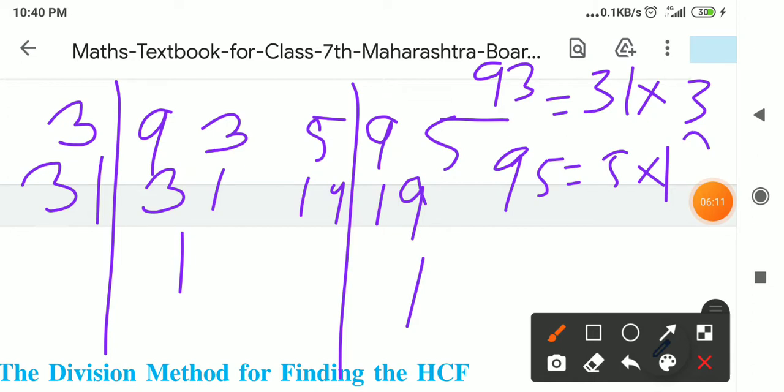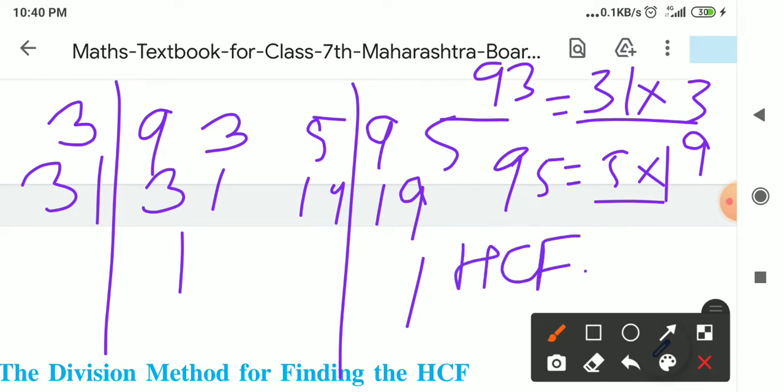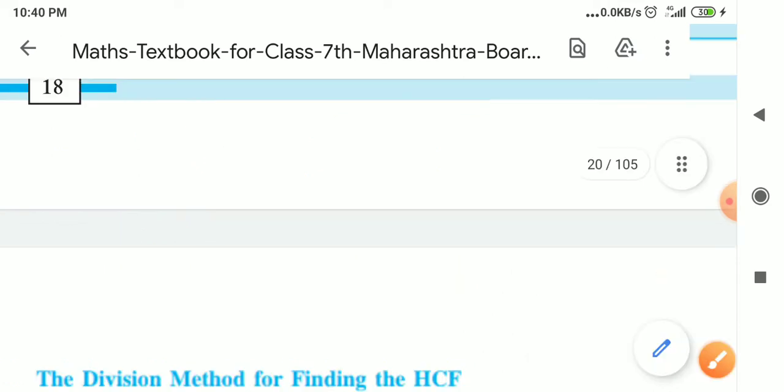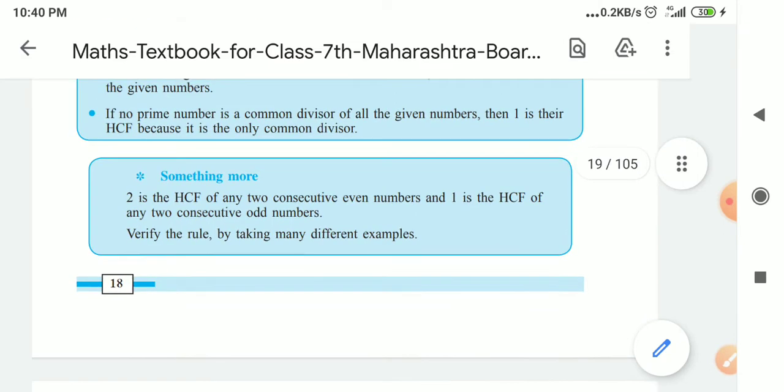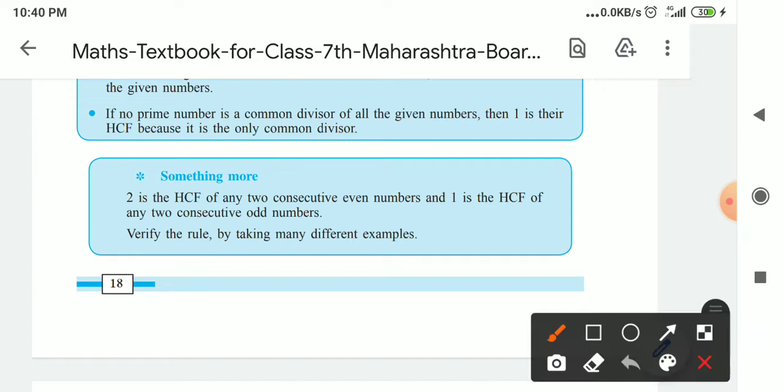If you see here, you will notice that there is no common number, and that's why the HCF of 93 and 95 is 1. From these two examples we understand that the HCF of consecutive odd numbers is 1, and the HCF of consecutive even numbers is 2. Verify the rule by using different examples.